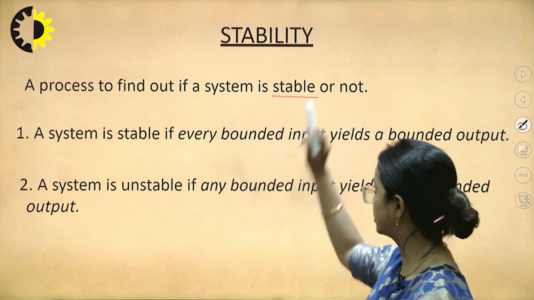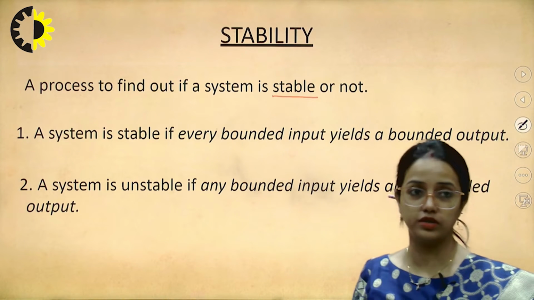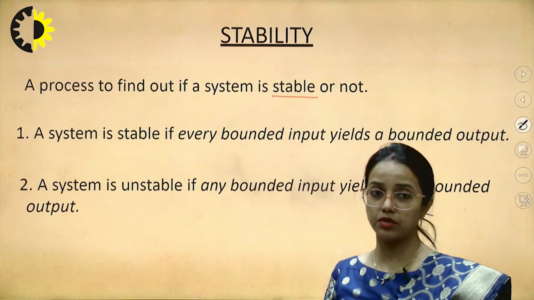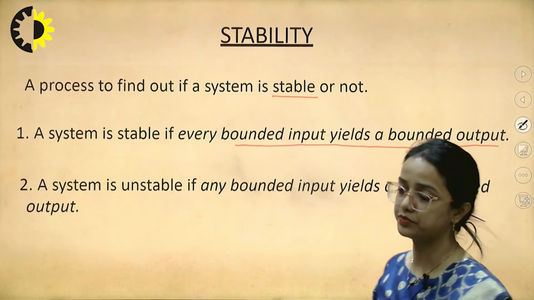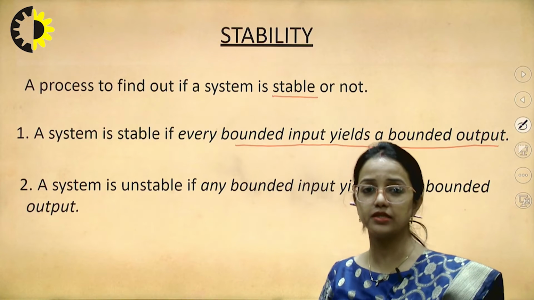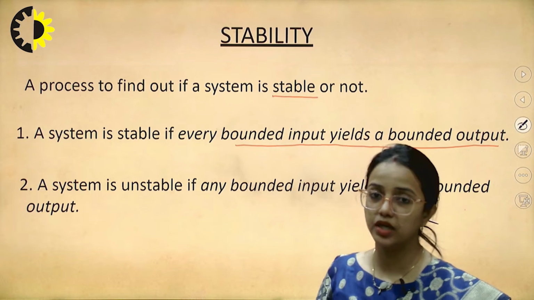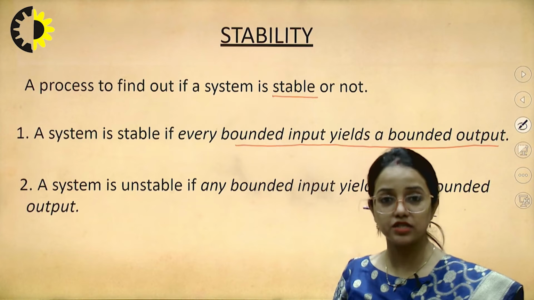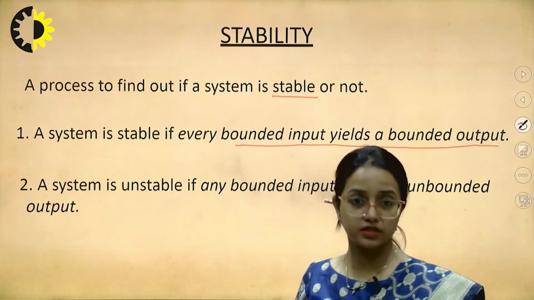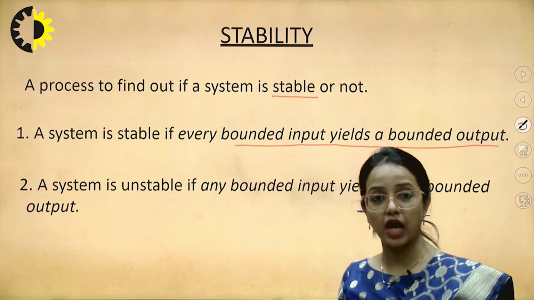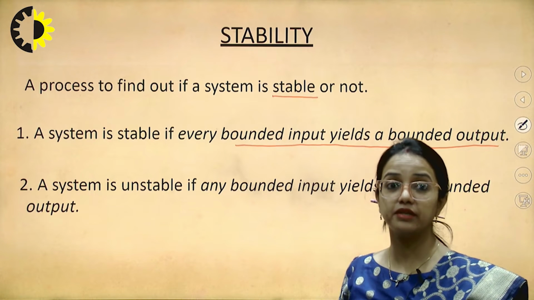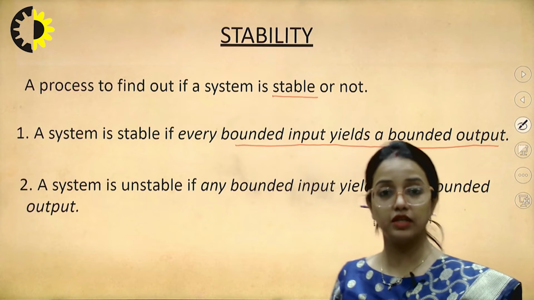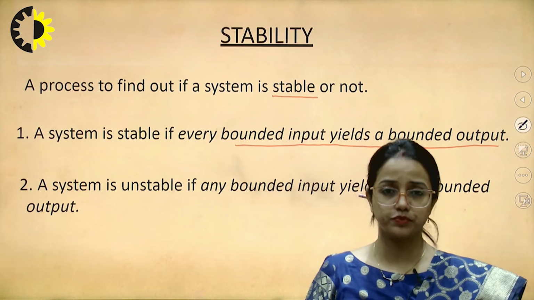Stability is the concept, the process to find out if the system is stable or not. Again, this is a very vast word. A system is stable if every bounded input yields a bounded output. Bounded input means any input which has a boundary, any input which can be defined, a deterministic signal which always will have boundaries and can be defined for a given limit. That is a bounded input.